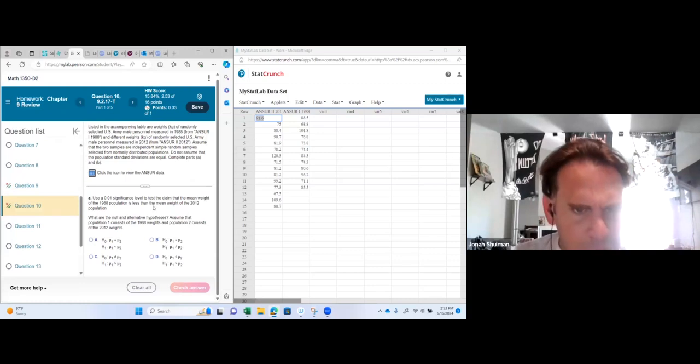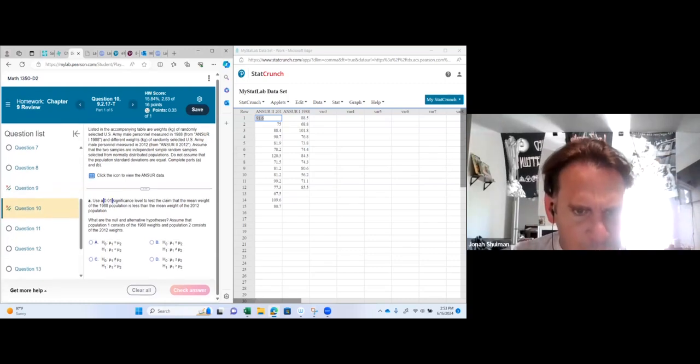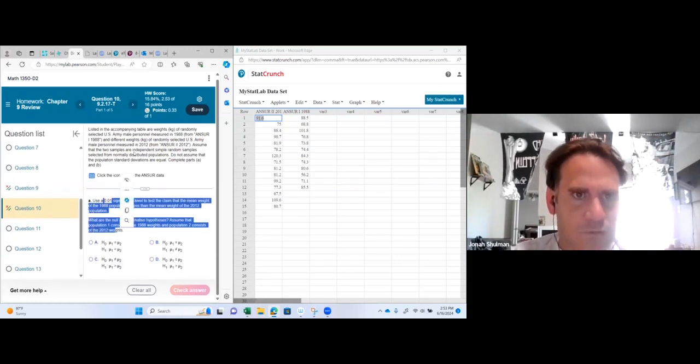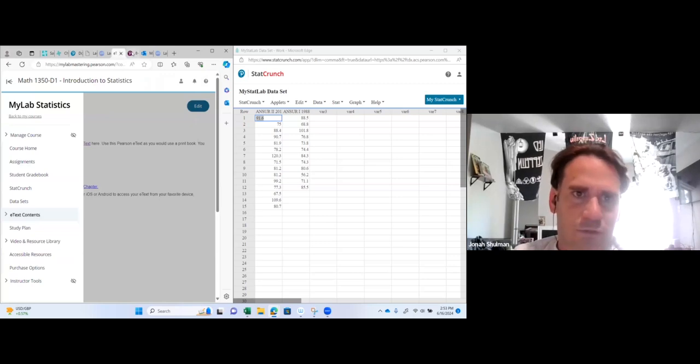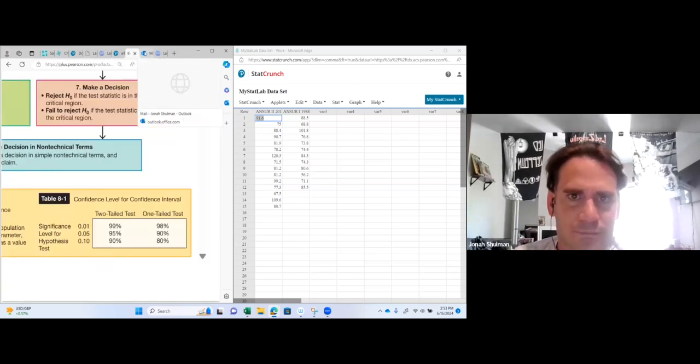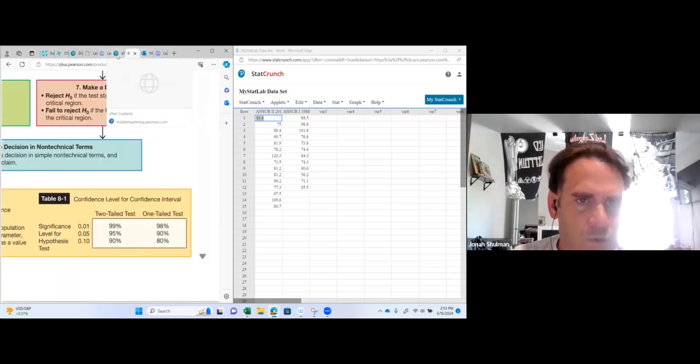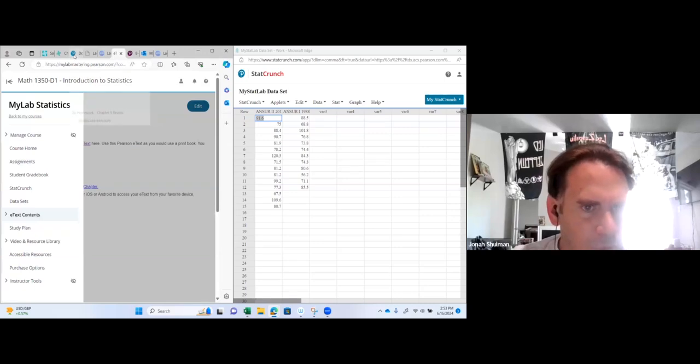Here's our data. We're using a 0.01 significance and it's one-tailed. So what does that mean? 0.01 significance and it's one-tailed. It's a 98% confidence interval right there. I knew that there had to be a table somewhere. Sorry that took me so long to solve.